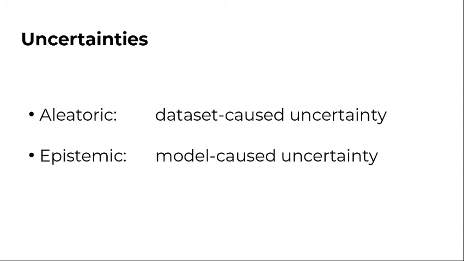And that is captured in the aleatoric uncertainty, what is caused by the dataset. And then we have epistemic uncertainty, what is caused by the model. So it means that the model is actually not capable, or we have some kind of measurement of how capable the model is to work with a given dataset.